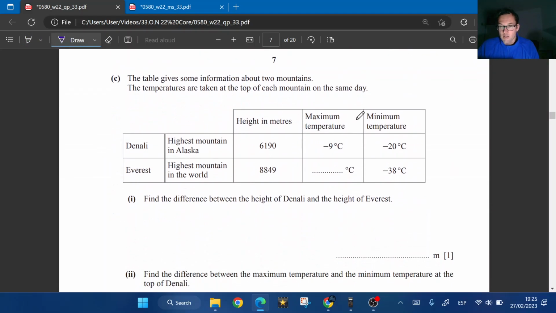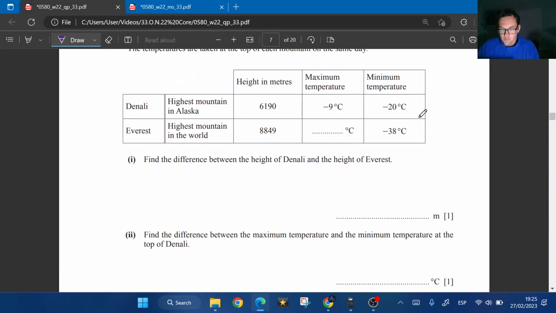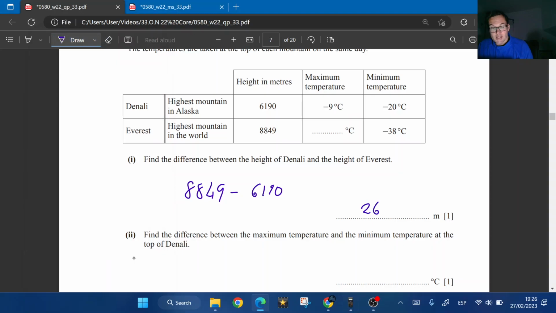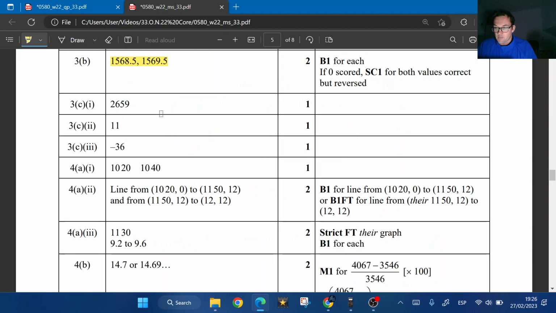Question C. Mountains, my favorite. Temperature at the top of the mountains, as you can see, it's freezing cold. Right, so the difference in the height of the two mountains. So that's just a subtraction here. Two very high mountains, by the way. 2,659. Don't round this because it's an exact answer. Exact answer, no long decimals. Don't round it.